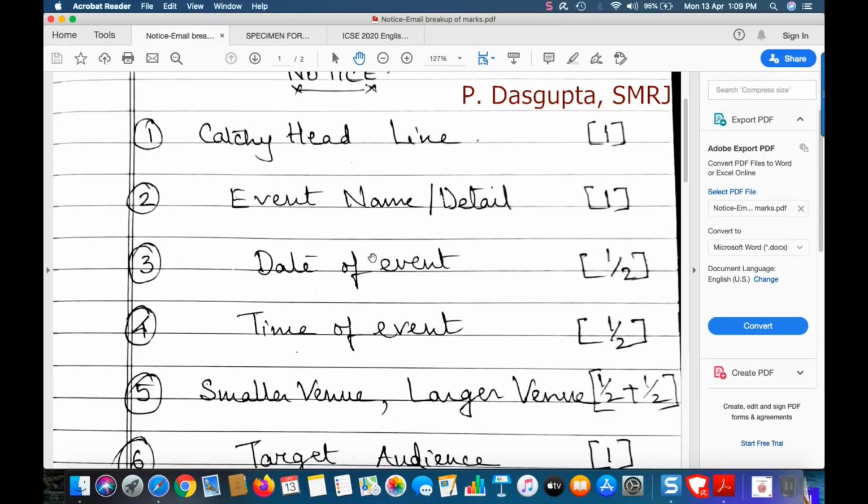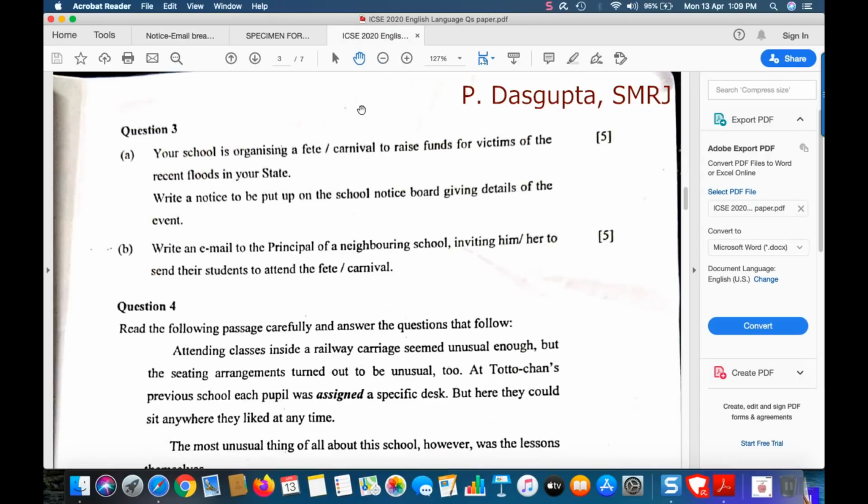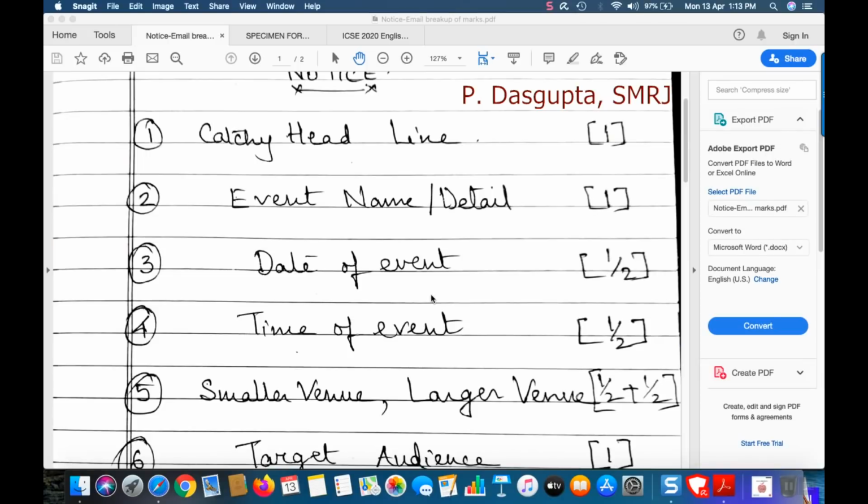Now, next point is time of event. The question does not mention any time of event. So this is something imaginary which you can write on your own. In this case, you can write your own time of the event. Say for example, from 2 o'clock in the afternoon till 8 o'clock in the night.